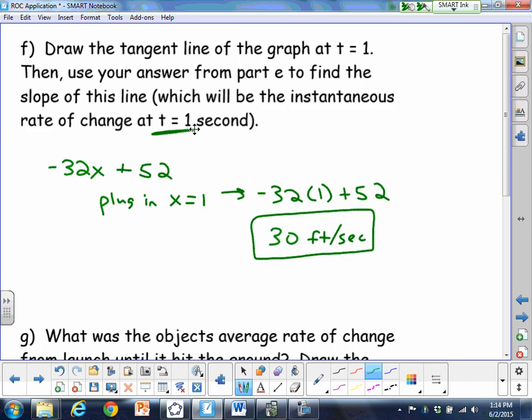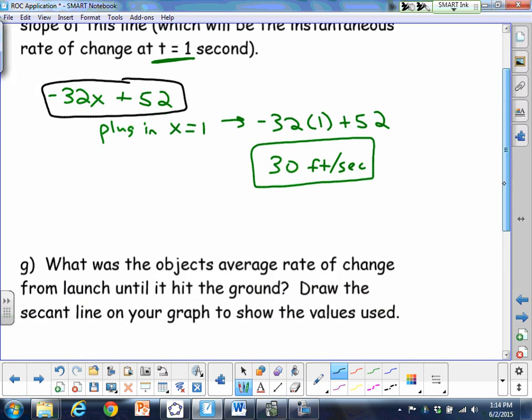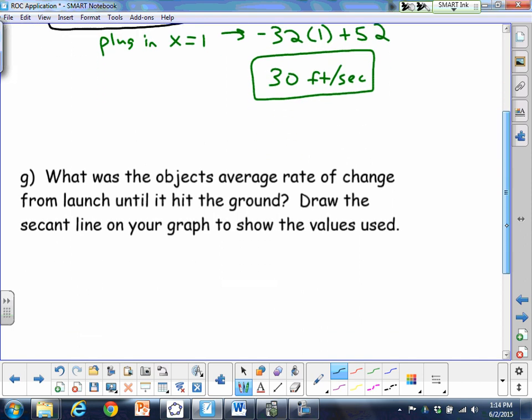The good thing about knowing this function is you could do it for any time you wanted. If you wanted it at 3 seconds, 4 seconds, anything you want, you can just plug in the x and get that value. And again, that's the slope of that tangent line.